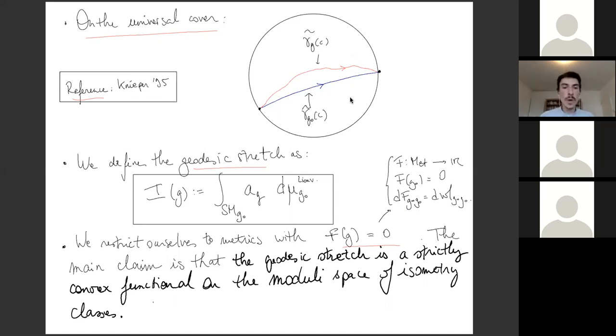All right, so now what is the definition of the geodesic stretch? The geodesic stretch of the metric G is a functional: it takes a metric and gives you back a number.